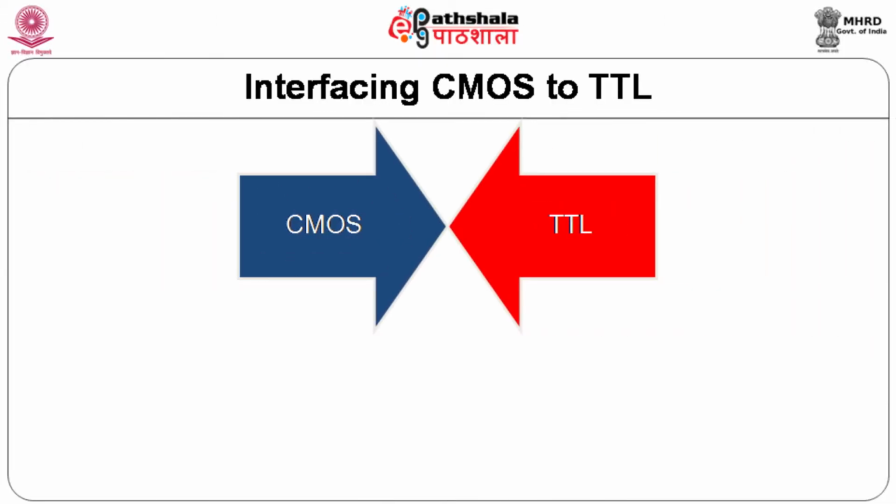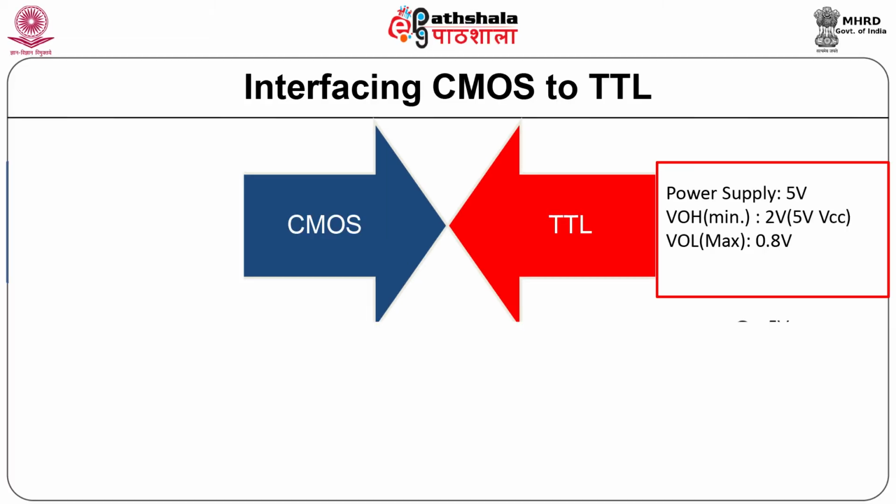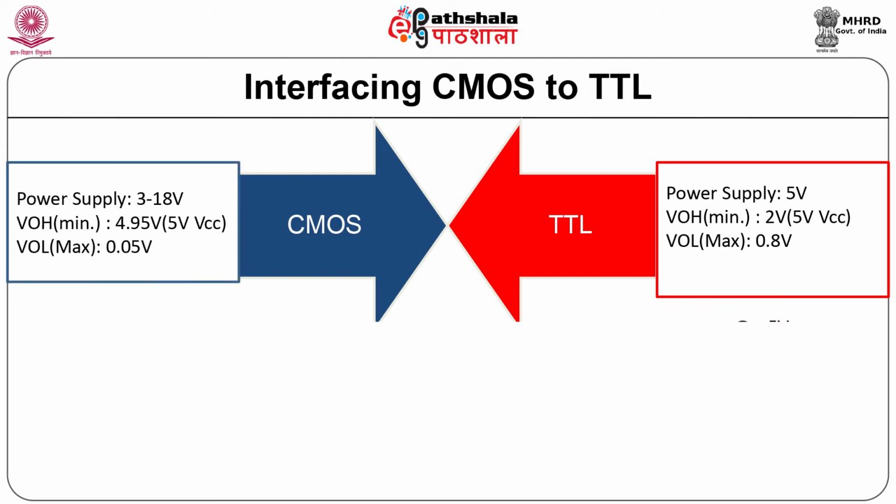Interfacing CMOS to TTL. We know that the TTL family has a recommended supply voltage of plus 5 volt, whereas the CMOS family devices can operate over a wide supply voltage range of 3 to 18 volt. So, both the ICs could operate from 5 volt. As far as the voltage levels in the two logic states are concerned, the two are compatible.